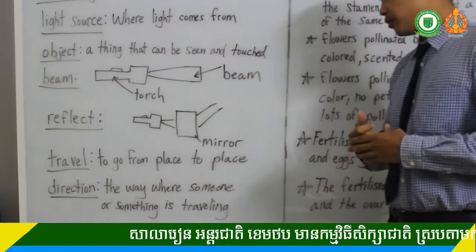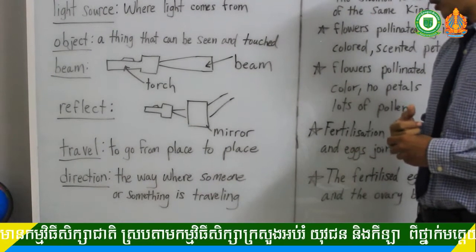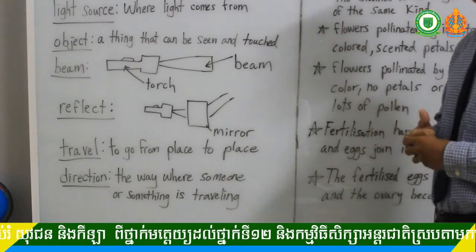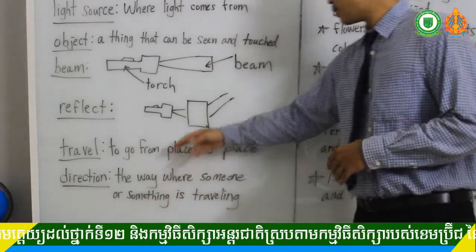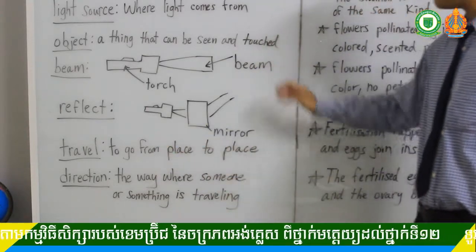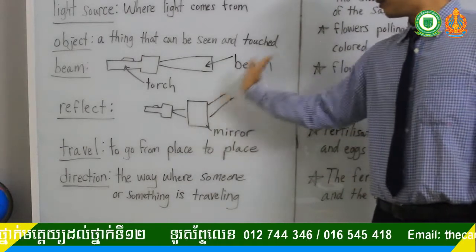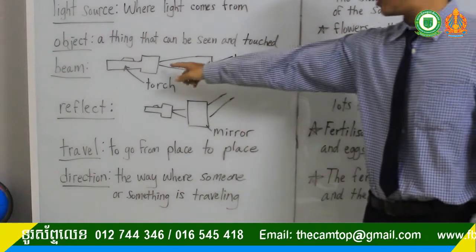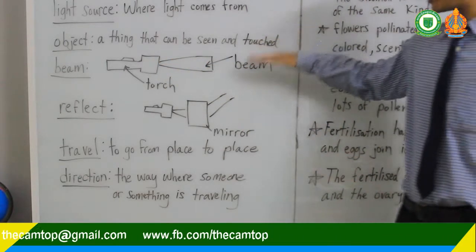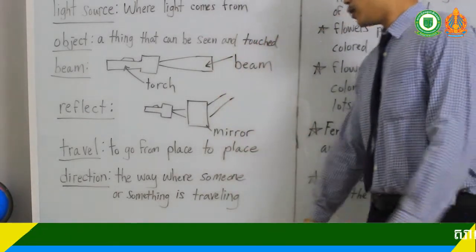Okay. Next is direction. So the way where someone or something is traveling. So in our lesson, the something would be the light, would be the beam. Okay, so the direction where the beam is going. So that's the direction right there. See, it's going upwards. Okay, and the direction of this beam is going straight forward. Okay, the direction where the beam is going.